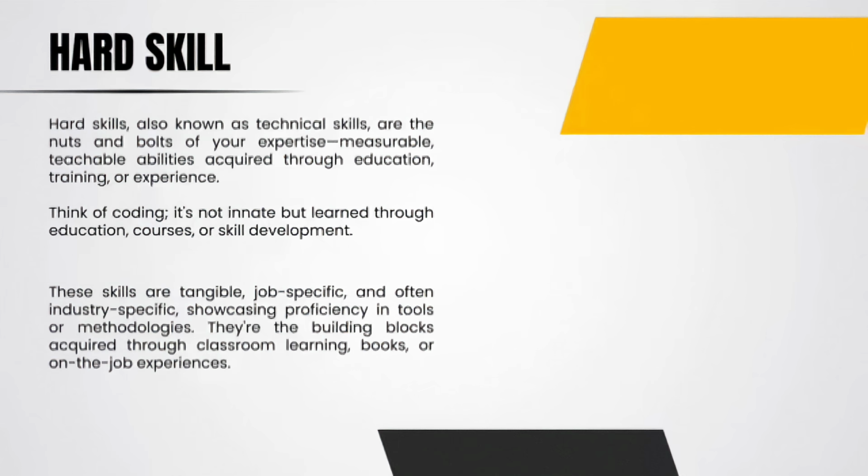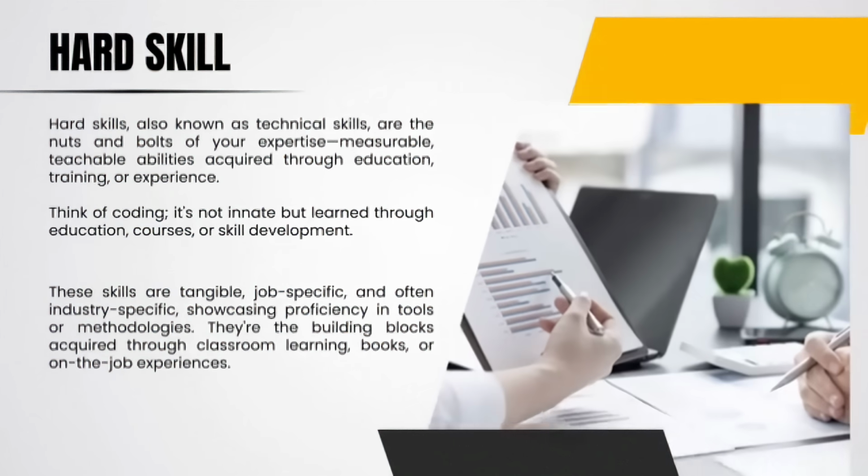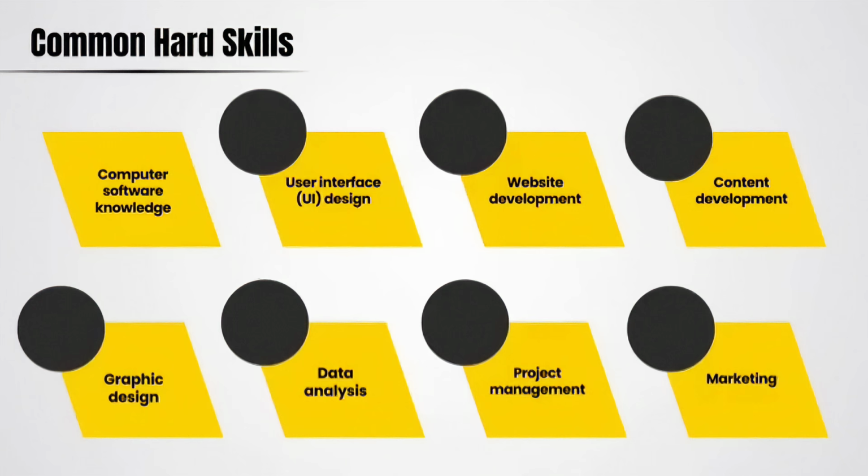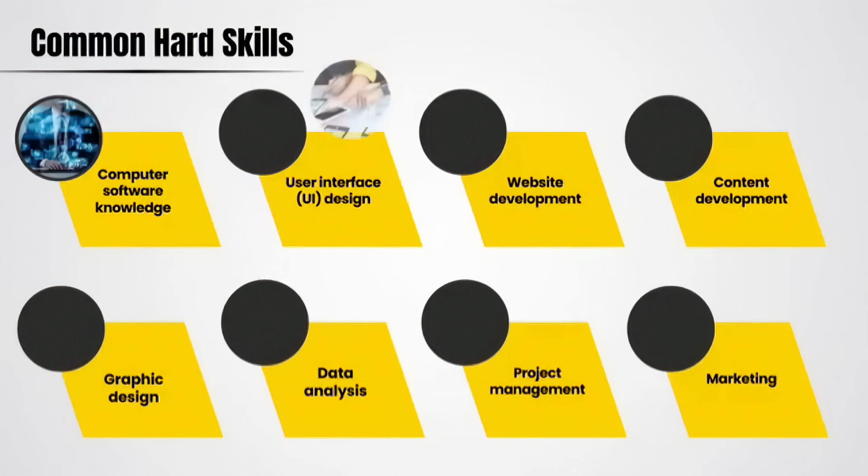Okay, so now that we have understood the meaning of hard skills, let us decode the key common hard skills. There are various hard skills. Some of them we are going to discuss today. First is computer software knowledge, which is knowing how to use programs on a computer. The example is using Microsoft Word to write a report or using Microsoft Excel to make a budget sheet.